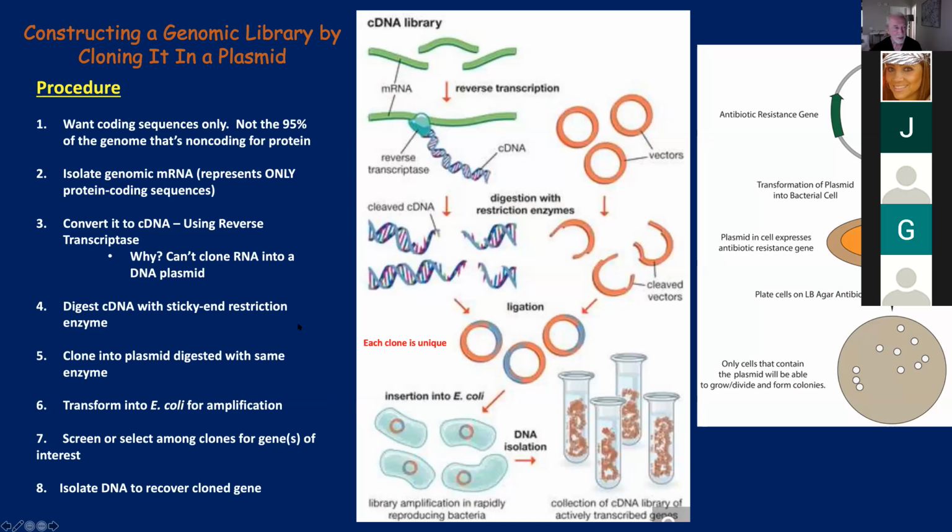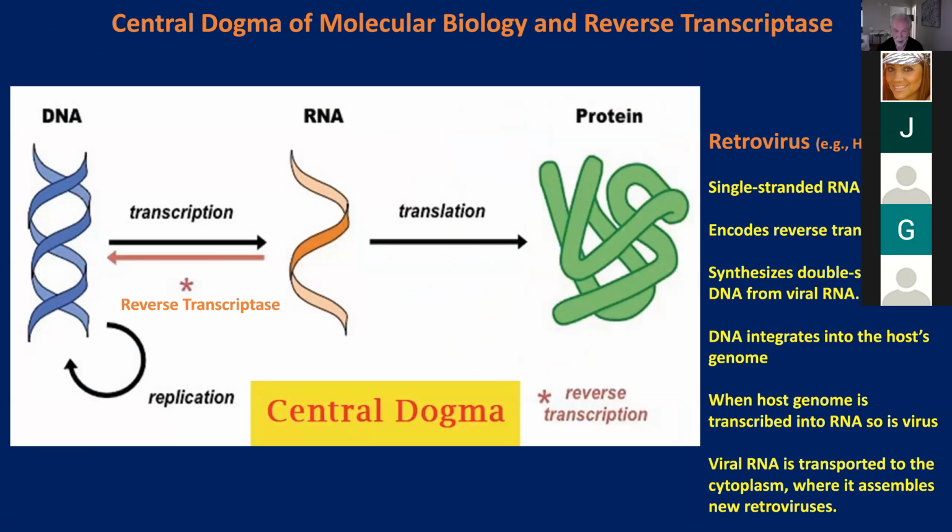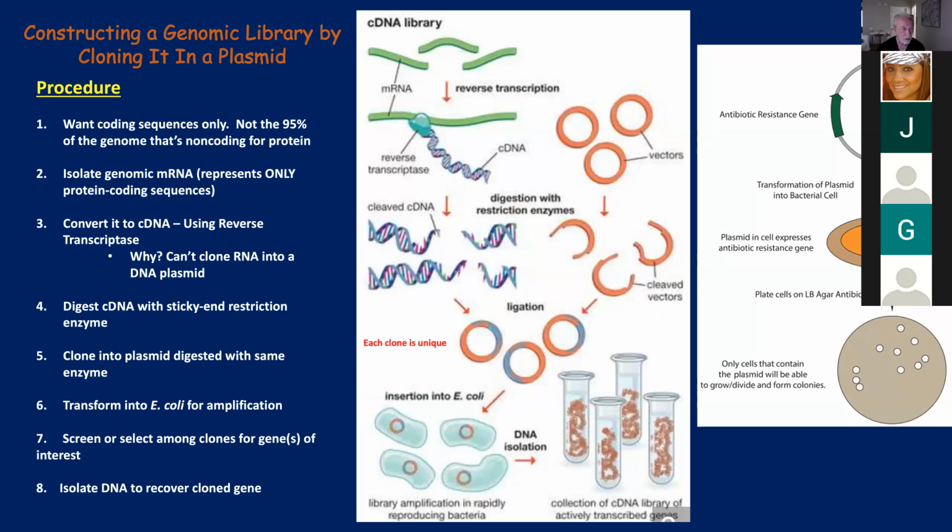For the sake of time, I'm going to skip this one, and you can review it. It's pretty much a review of what I went over on the previous slide. But I want to make one other point. The main point I wanted to make here is that if you're cloning from a genomic digest, you don't take total genomic DNA, because as you remember, 95% of the genome does not code for protein, and you're looking for genes.